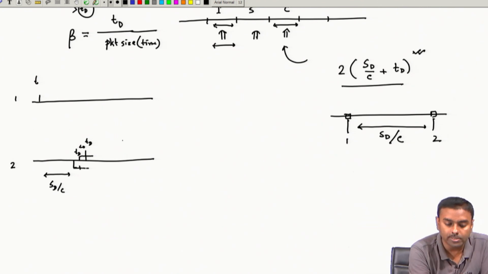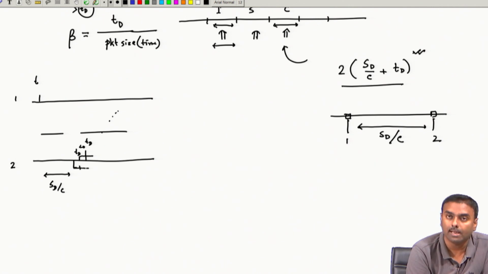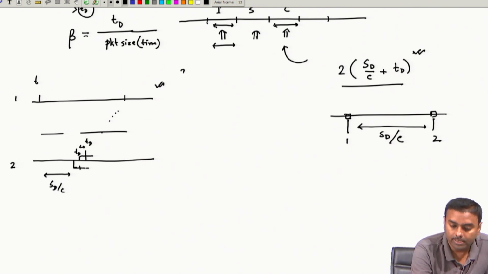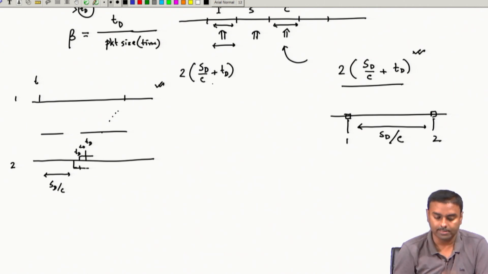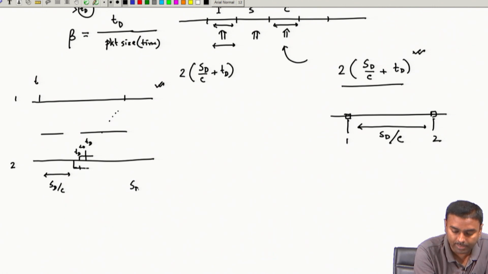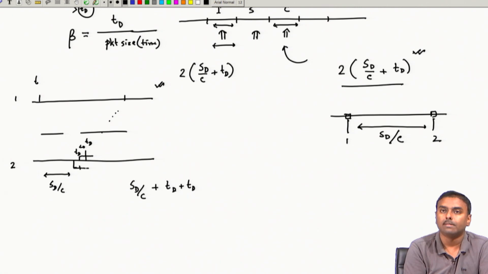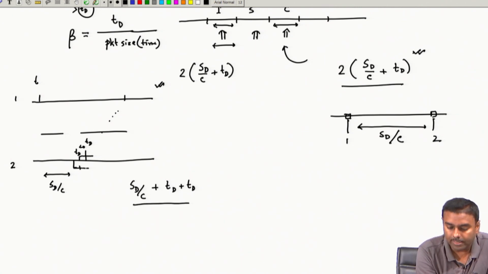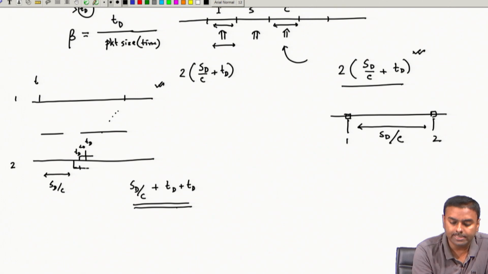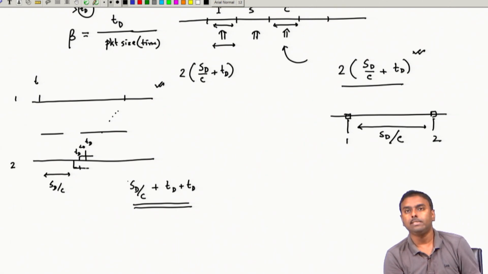All other intermediate nodes will start detecting at a later stage, after both these signals reach them. The last one to detect the collision is this guy, and that time is 2 into SD by C plus TD, which we have already discussed. So, for him it is actually SD by C plus TD plus another TD. Generally TD is very small compared to even SD by C.